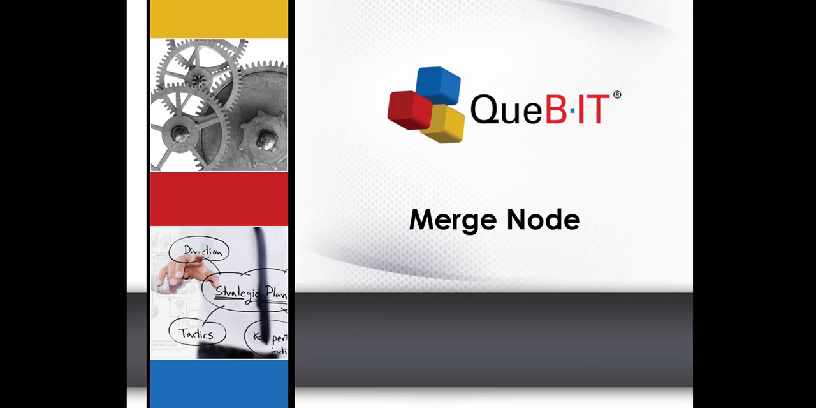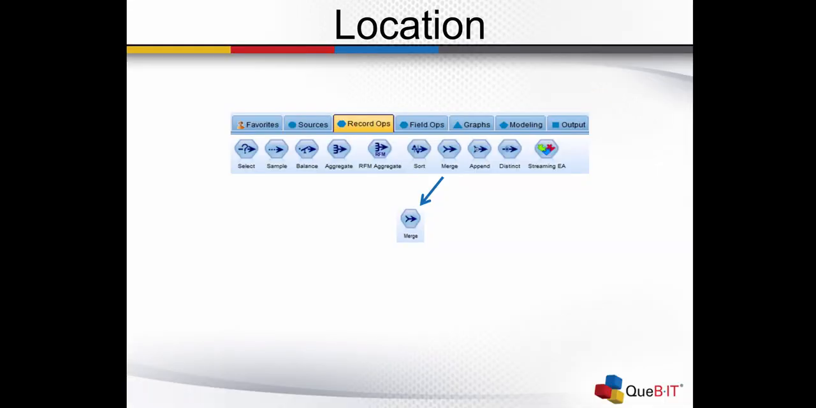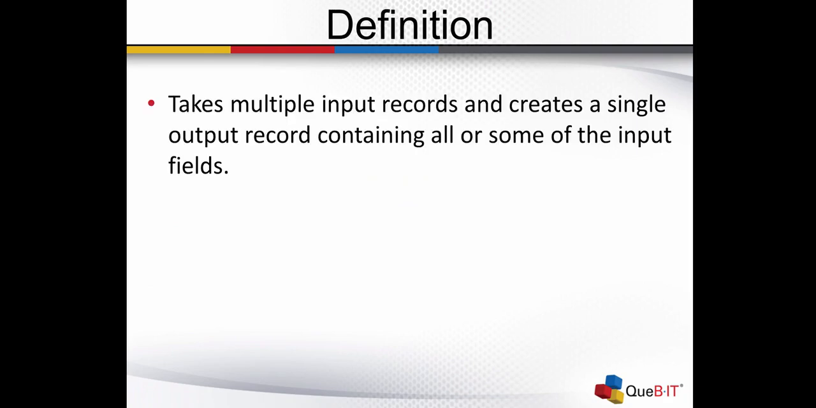Let's talk about the merge node. The merge node is located in the record ops palette. This node allows you to take multiple data files and combine them into a single data file containing all or some of the fields.